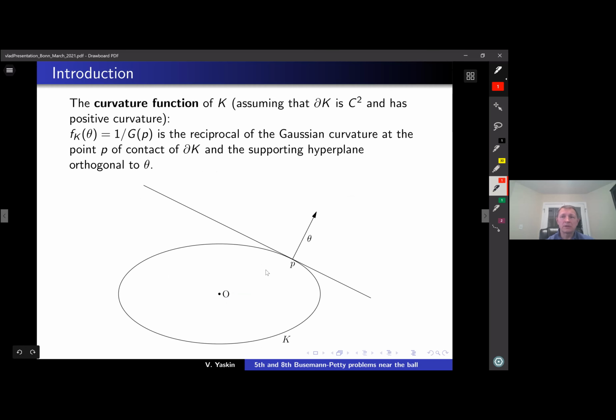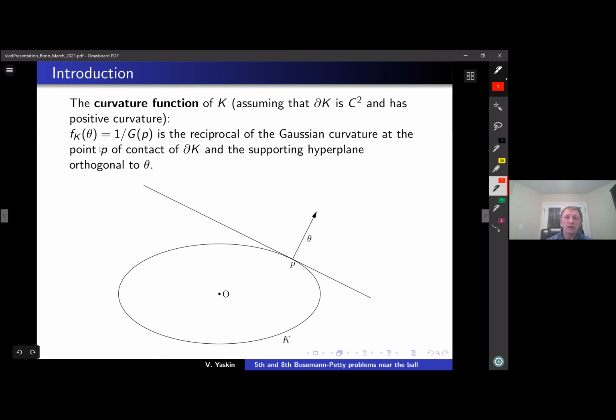We will also need the curvature function of the body K. If we assume that the boundary of K is C2 and has positive curvature, then the curvature function is just the reciprocal of the Gaussian curvature at this point. And this is the point of contact of the boundary of K and the supporting hyperplane orthogonal to theta. More generally, if K is not smooth, then the curvature function can be seen as follows. You have the surface area measure of K. If it's absolutely continuous with respect to spherical surface measure, then its density is this curvature function.